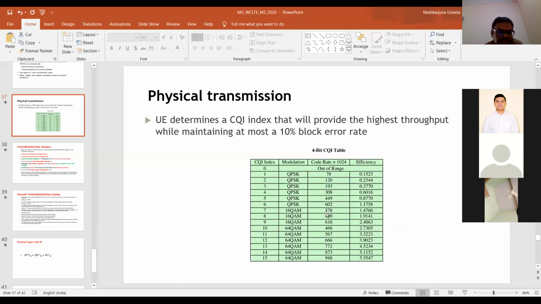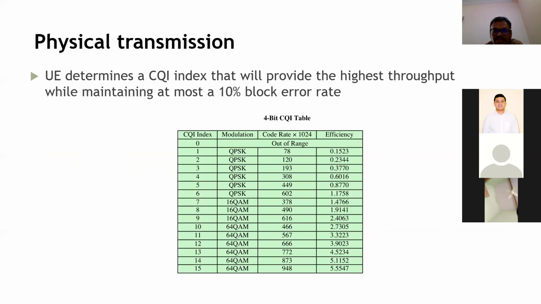it is possible to achieve a spectrum efficiency of 5.5547 bits per second. Okay. Sir, full screen, sir. Full screen. Think how to. Okay. Yeah. Is it of video?